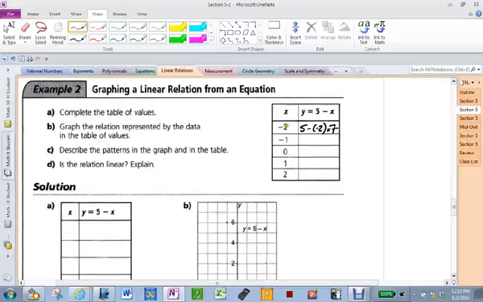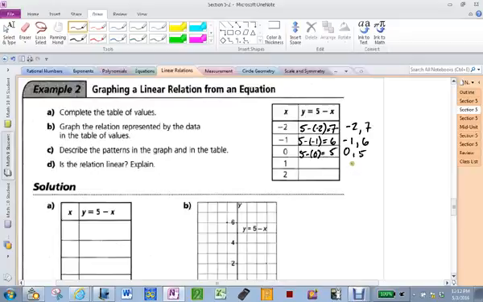When X is negative 2, what is Y? Positive 7. So what's the point that we put on our graph? Negative 2 and 7. What does this tell me X is? Negative 1. So I do 5 minus 1, which is 6. What's the point that would go on the graph? Negative 1, 6. 5 minus 0 is 5. What's the point for the graph? 0, 5.